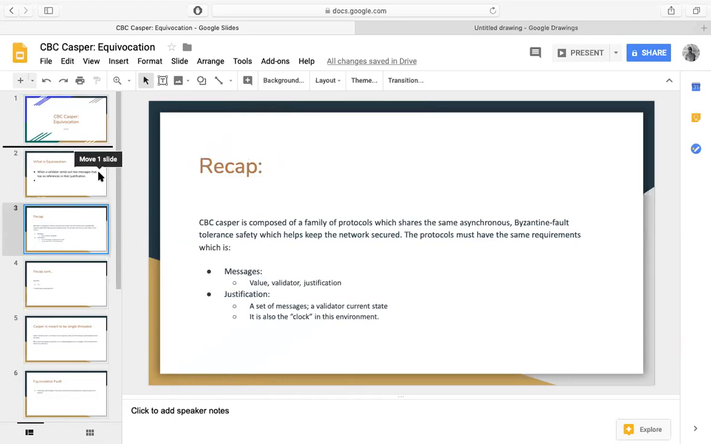Now, I was supposed to move this one up, but a recap from last week: we went over the family of protocols, which share the same asynchronous Byzantine fault tolerance safety, which helps keep the network secured. For all the protocols, they must have a message, which consists of values, validators, and a justification. The justification is a set of messages, pretty much the validator's current state. This can also be interpreted as a clock inside the asynchronous network.